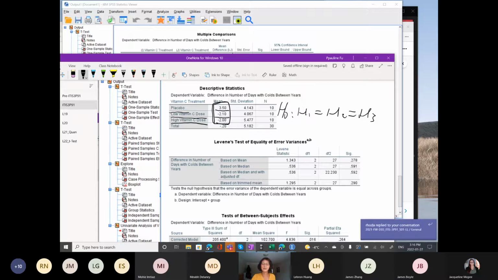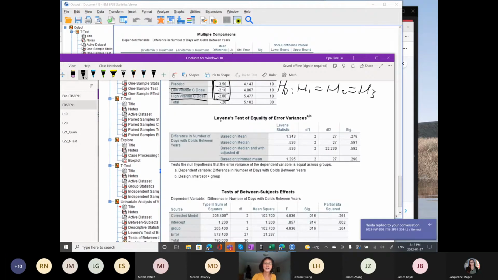Okay. And the Levene's test of equality of error variance. So Levene's test is to test if population variances are the same or different. There are some criteria based on mean or based on median, etc. Usually you can just select based on the mean. Okay, based on the mean.